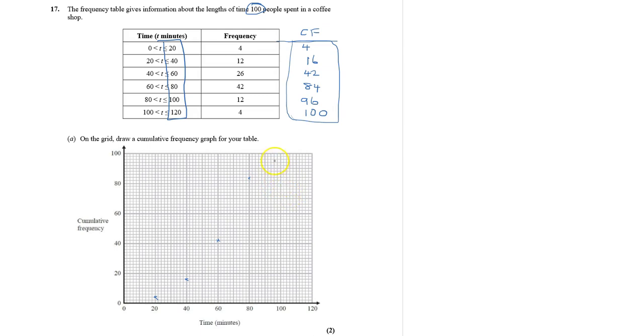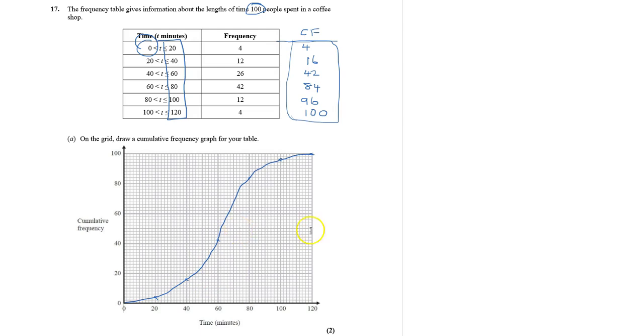And 100 was 96, therefore 120 is 100. And then we join this up with a nice smooth curve. Now, where it starts from is where the data starts from. So 0 is the first value given. So from 0, I shall start. And then we should have a smooth curve going through.